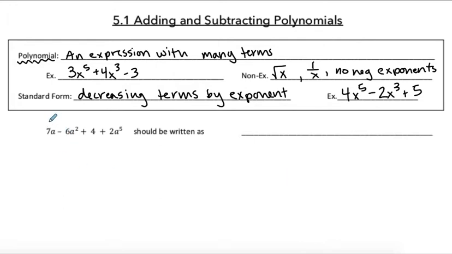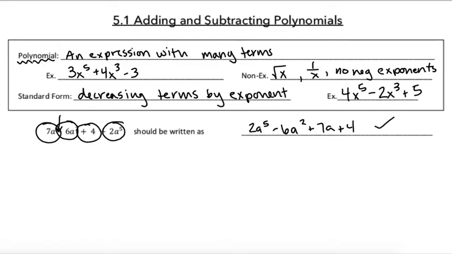Non-standard form would be like this, where we have 7a minus 6a squared plus 4 plus 2a to the fifth. Well, this isn't in order. This is not written in standard form. It should be written as our biggest, 2a to the fifth, then negative 6a squared, then 7a, and then plus the 4. Make sure you don't lose the negative or the positive when we're rearranging these terms. Most people don't lose a positive, but they might lose a negative. Now, this is in standard form.